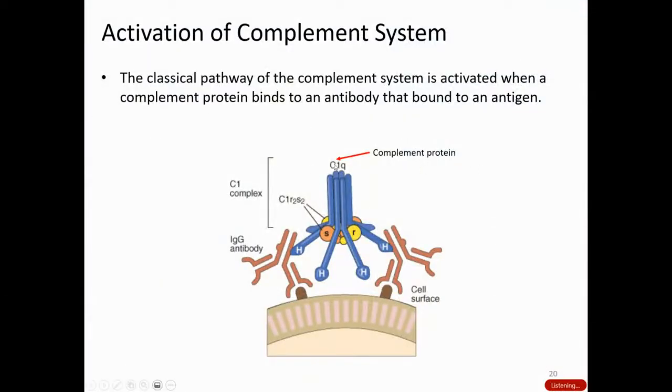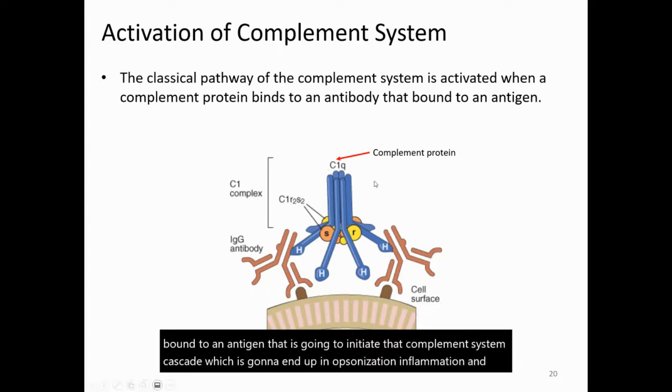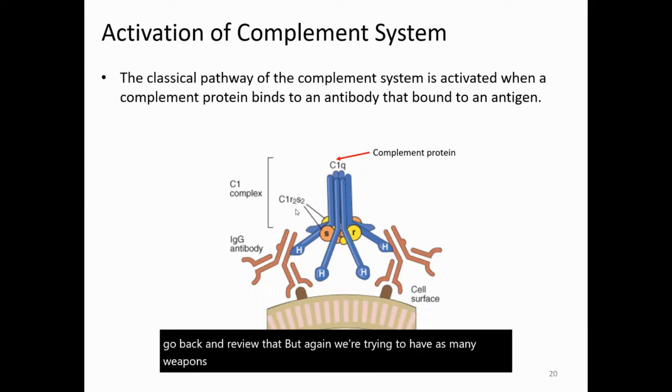There we go. So this complement protein, when it detects an antibody bound to an antigen, is going to initiate that complement system cascade, which is going to end up in opsonization, inflammation, and cytolysis. Okay, so remember, we talked about the outcomes of the complement system back in our non-specific immunity videos, and so go back and review that. But again, we're trying to have as many weapons as possible to round up and eliminate this pathogen. So by activating the complement system, even if it's later in the game, that's just more ways for us to get rid of that pathogen.